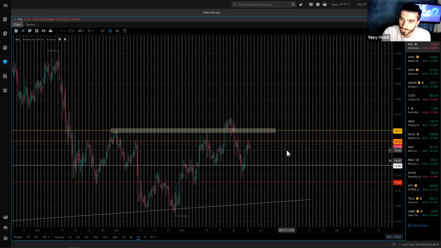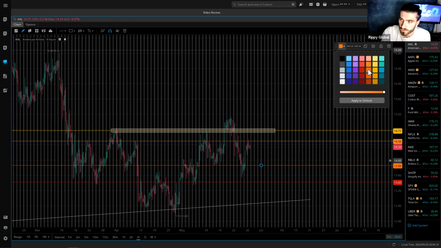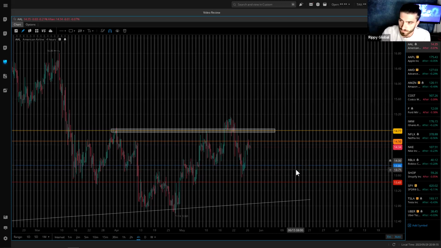So just a quick overview on American Airlines. Personally, I would wait for a dip for calls at roughly $13.86 a share, $14 a share. Anywhere in that zone for a dip buy for calls would be the best low risk, high reward entry, going off the reasoning of a bounce that can occur if buying pressure increases.